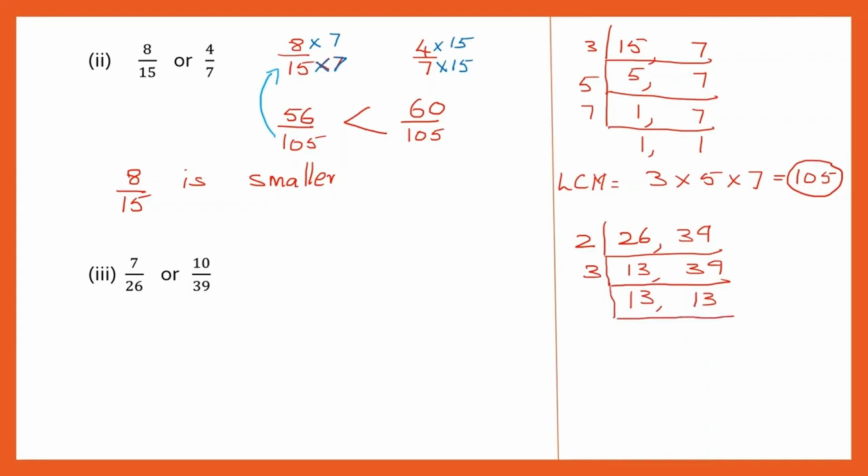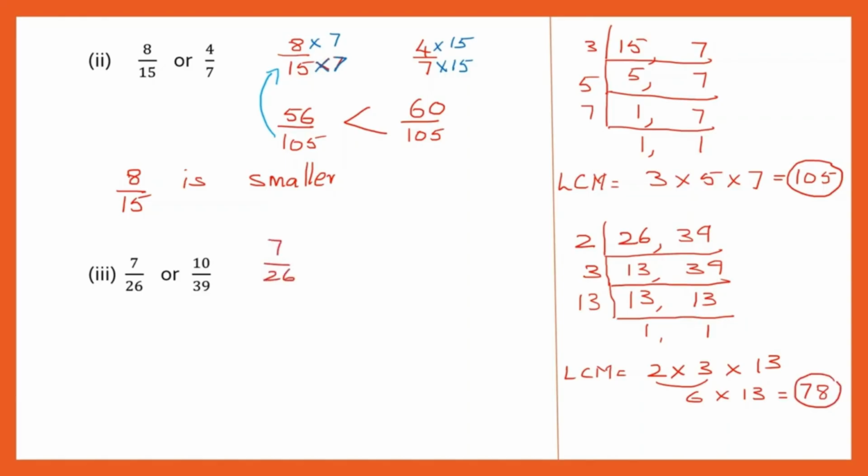That means I can divide this by 13 itself. 13 1s are 13, 13 1s are 13. So my LCM equals 2 into 3 into 13. 2 3s are 6. 6 into 13 is 78. So that is my LCM which I'm going to use.